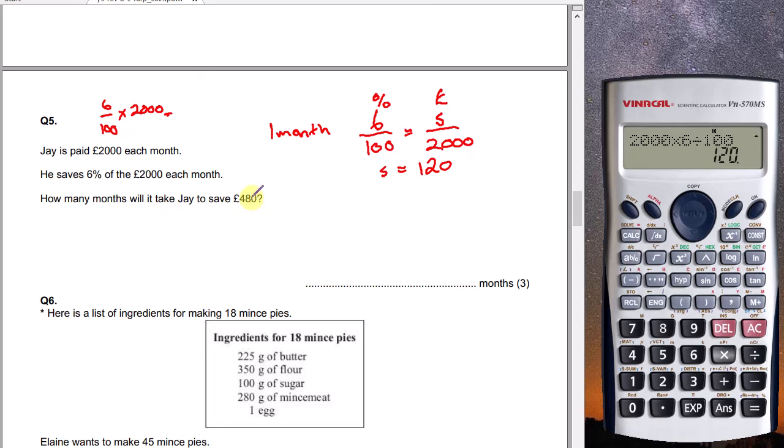So how many months will it take to get to 480? 480 is the target. Divide by 120. If you really want me to go down equivalent fractions, they always occur. This is 1 month. And that's how many months I want. There's my equivalent fractions again. So many problems can be represented easily in equivalent fractions.